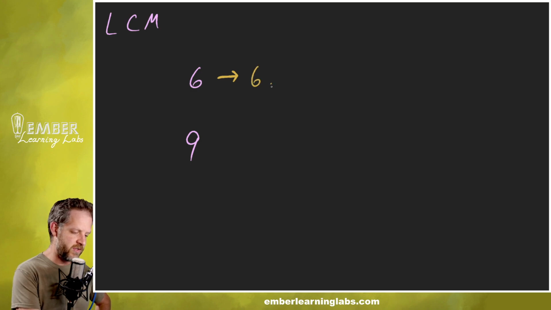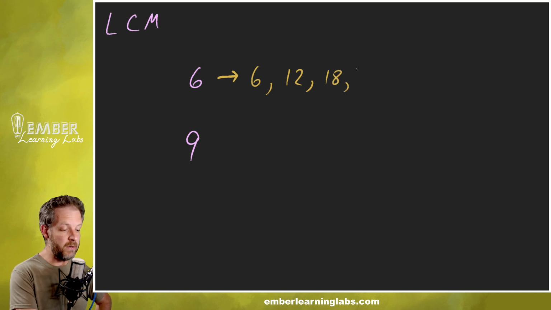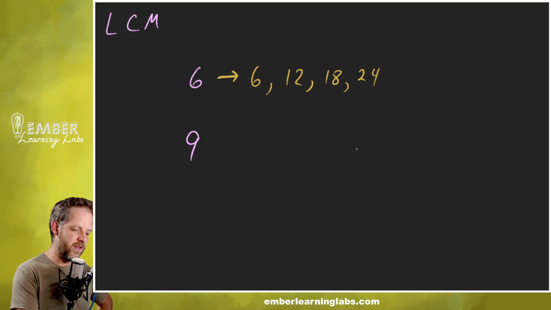So 6, 12, 18. If you know your nines, you know we could have stopped right there. But I'm going to keep going one more, just because: 18, 24. Now our nines, we go 9, 18. So we found our least common multiple right there, 18.